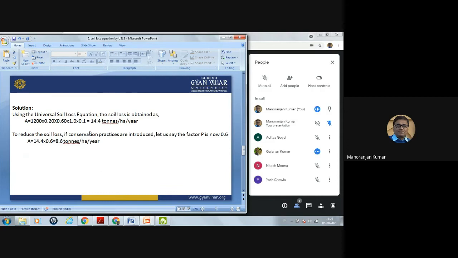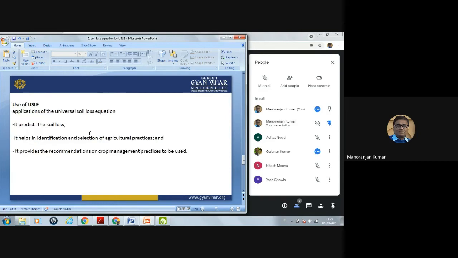In this way, you can use the USLE equation to calculate the soil loss from an area. Now, what are the uses of this USLE? The applications of the universal soil loss equation are: first, it predicts the soil loss, how much soil loss will be there from any area. Second, it helps in identification and selection of agriculture practices. Through some research, you can know which type of agriculture practices is suitable for any area. And the third use is that it provides recommendations on crop management practices to be used. So these are the uses of USLE.